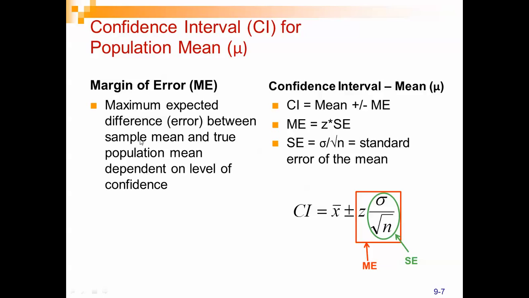And the margin of error is the maximum expected difference or error between the sample mean and the true population mean, depending on the level of confidence. And we use our choice of our comfortable level of confidence to determine the z-value used in the margin of error calculation. If you remember back in class, we talked about if we're talking about something that's life-threatening, we might want to have a tighter confidence interval than if we were working on something that's not quite as critical. So let's take a look at a graphical depiction to better understand.